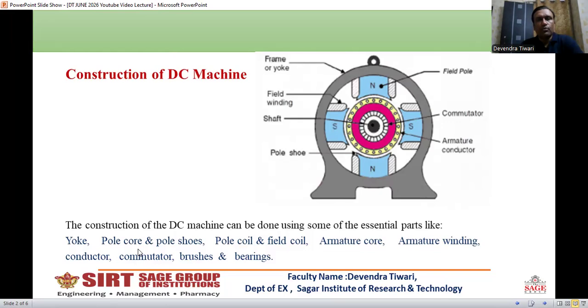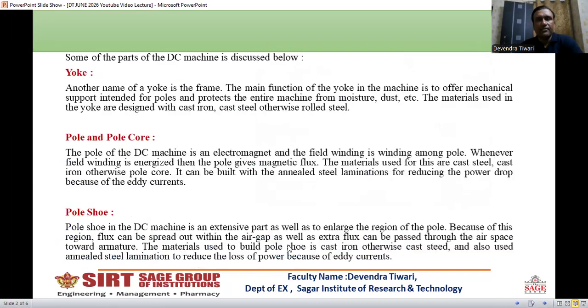The main important parts, as I have already shown you here: yoke, pole core and pole shoe, field coils, armature core, armature winding, conductors, these are the conductors placed, then commutator, brushes and bearings. Next slide. So first of all, we will understand the description of all the parts one by one. Yoke.